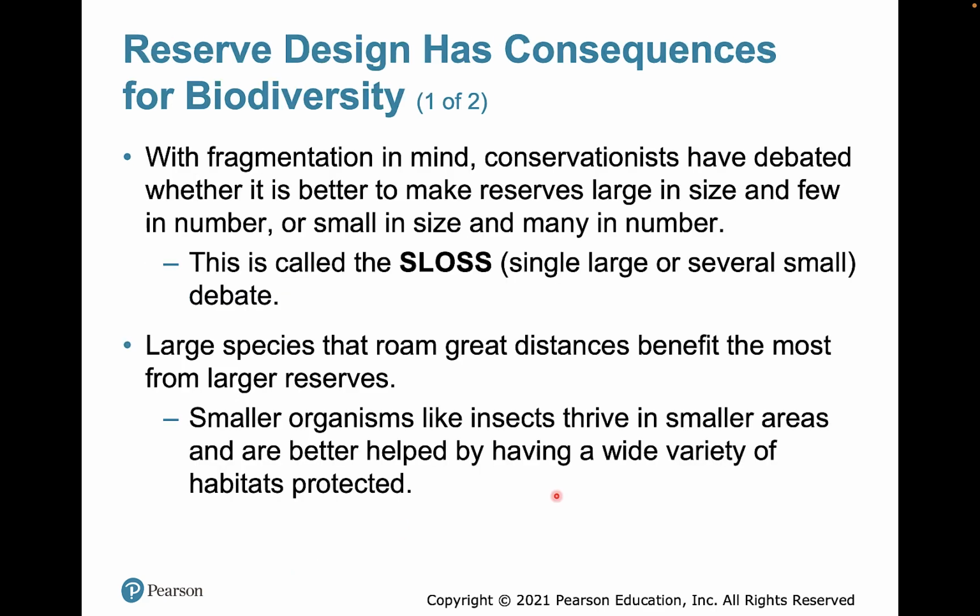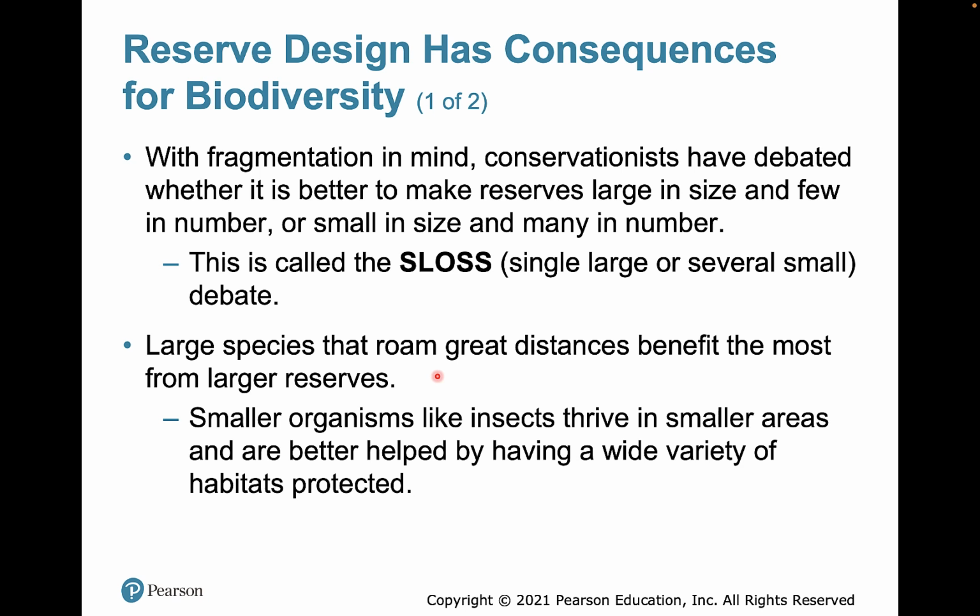It's pretty cool. So when it comes to determining how to set aside reserves and protected areas, there's two ways to approach the problem. Do you have a single large reserve, okay, or fewer numbers but bigger reserves? Or do you need to have a lot of small reserves that are smaller in area? They call that the SLOSS debate, single large or several small. And the bottom line is it depends on what you're trying to preserve.